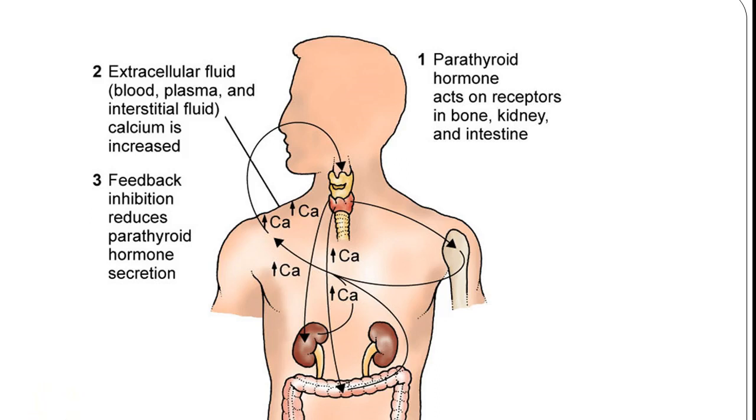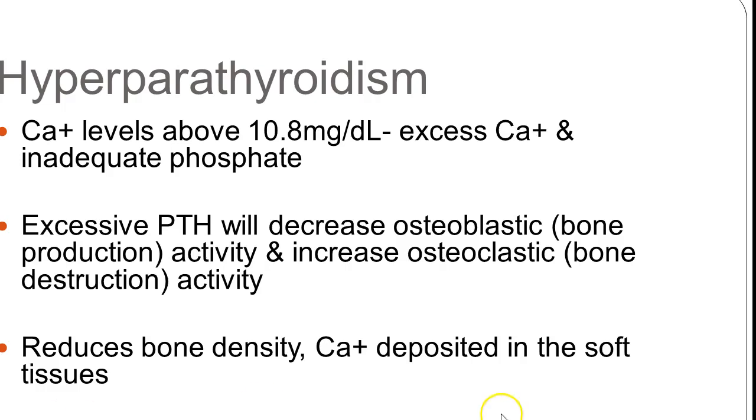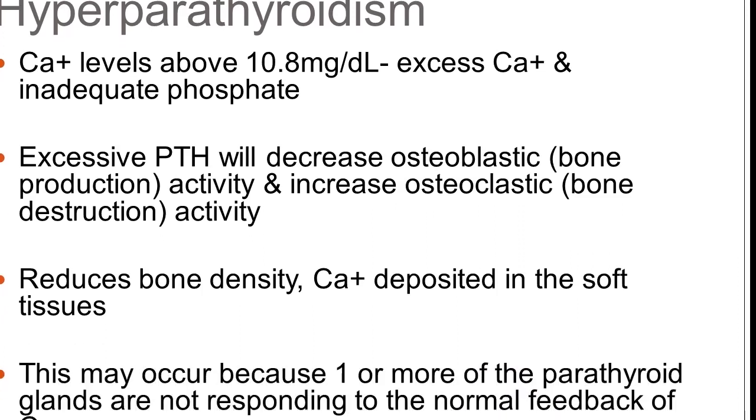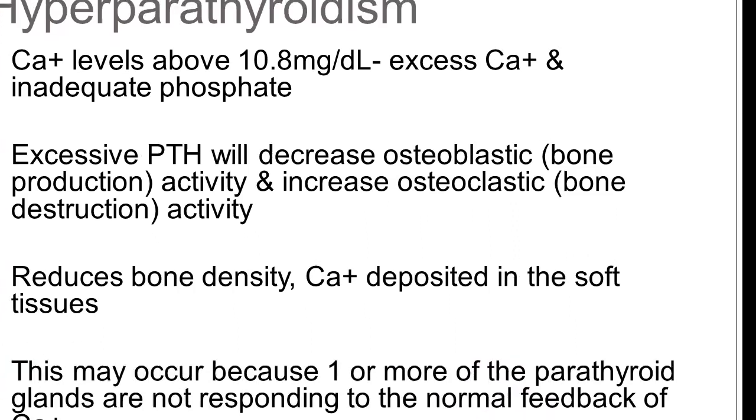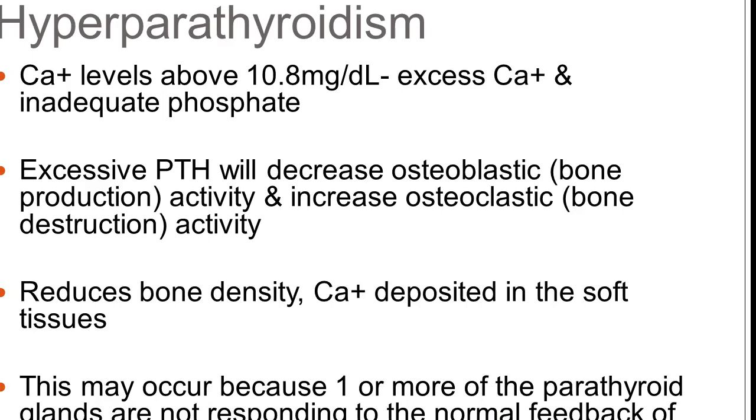Okay? All right, so let's talk about the problems now. The first one we're going to talk about, which is much more common than hypoparathyroidism, is hyperparathyroidism. Okay? What we see occurring with this is an excessive production of parathyroid hormone by the parathyroid glands. Okay? And of course, remember how we talked about primary, secondary, and tertiary.